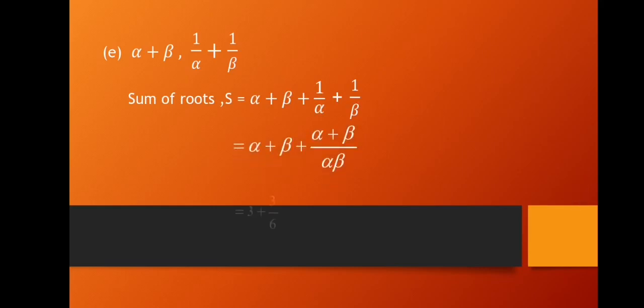Part E is alpha plus beta and 1 by alpha plus 1 by beta. The sum of roots s is alpha plus beta plus 1 by alpha plus 1 by beta. Then by adding these, we get alpha plus beta whole divided by alpha beta. Putting the values of alpha plus beta and alpha beta, which we just found, we get s is equal to 7 by 2. Similarly, we will have to find out the product of roots by multiplying these two.